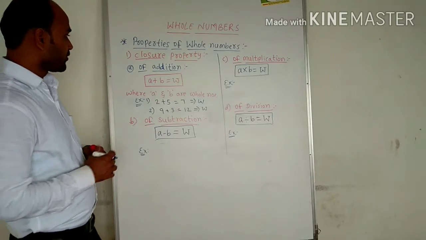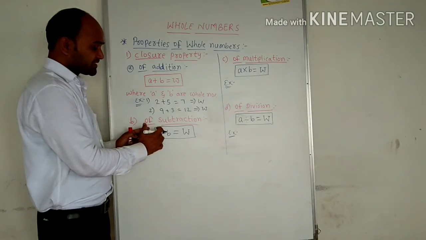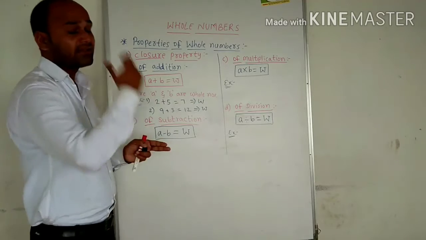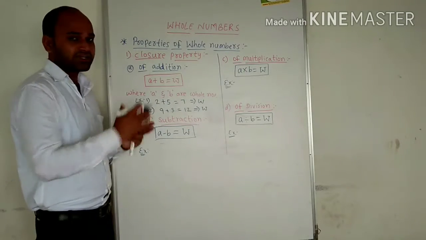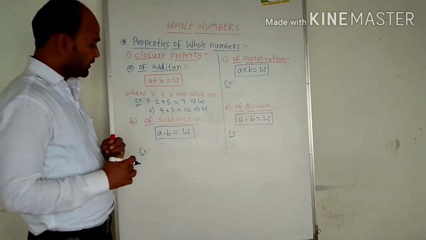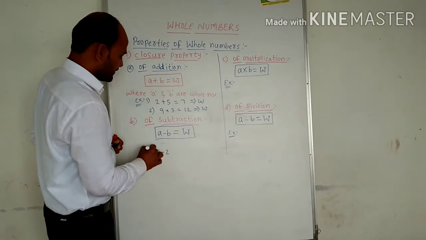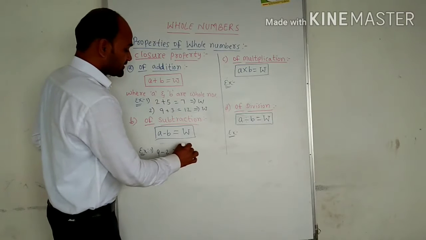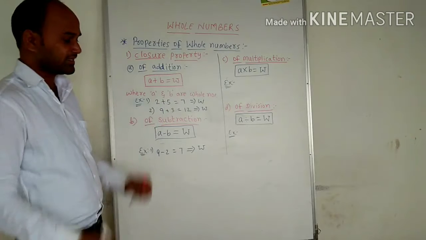Next, the closure property of subtraction. Any two whole numbers can be subtracted, and you should get a whole number as your answer. A and B are two whole numbers. Suppose we take 9 minus 2, we get 7. Is 7 a whole number? Yes, 7 is a whole number. The first condition is satisfied.